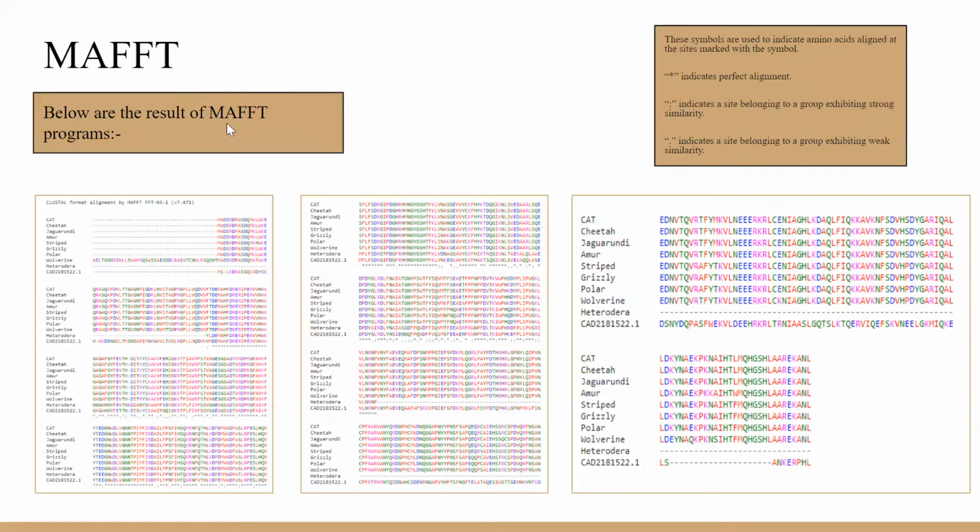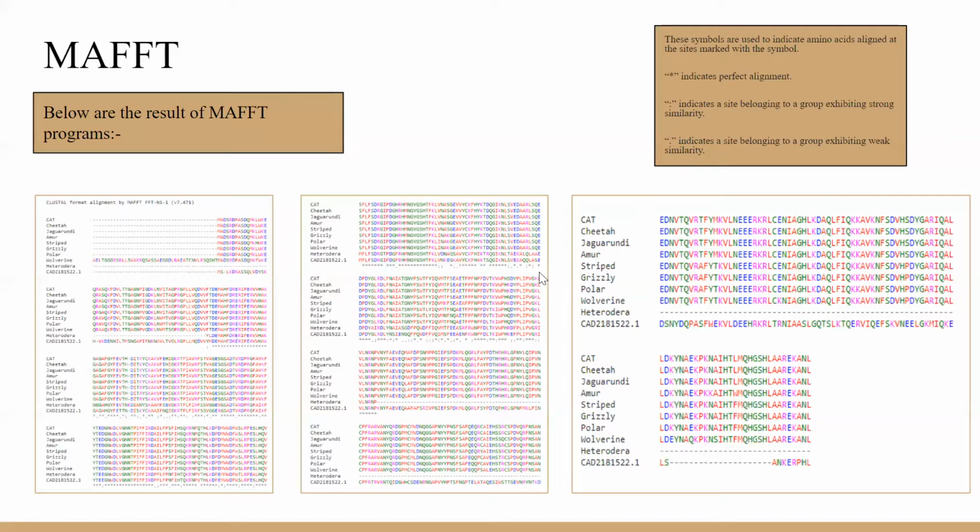This is the result of the MAFFT program. There are symbols to indicate the amino acid aligned at the site. The asterisk symbol indicates the perfect alignment. The colon symbol indicates a strong similarity. And the full stop symbol indicates the site that has a weak similarity.